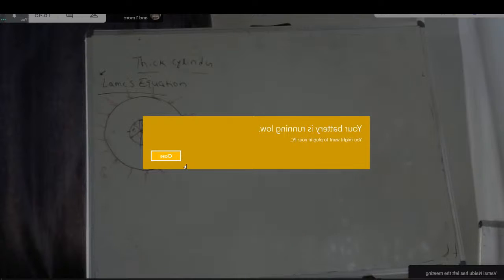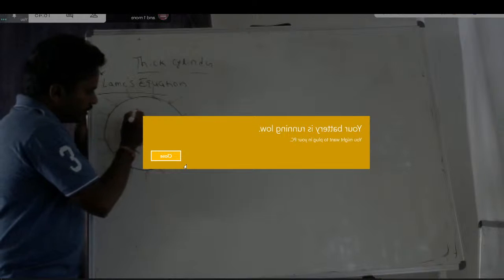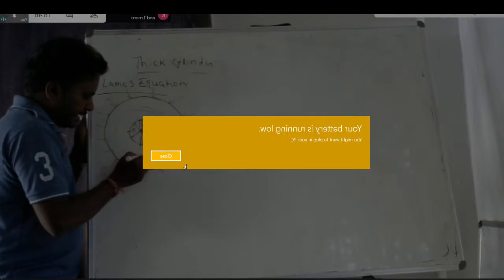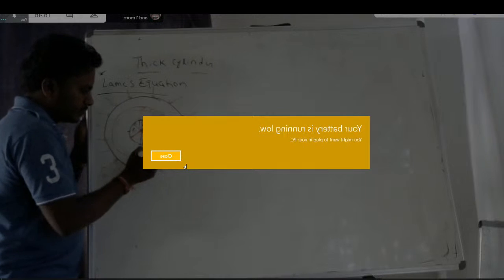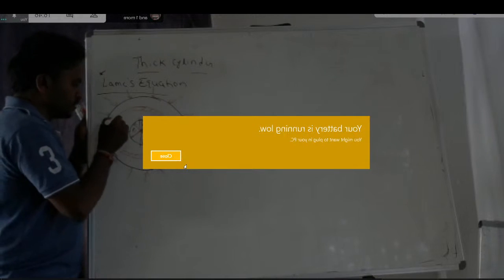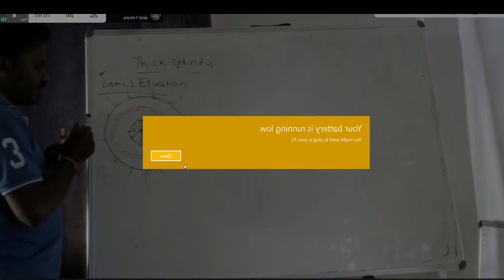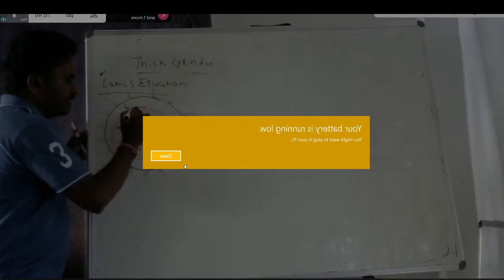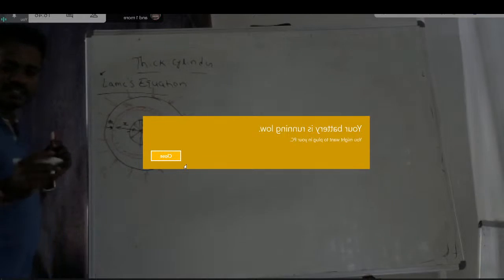Now what Lame did is, he took one small elemental portion, a ring like this. So it is at a radius of x, and it is having a thickness dx.